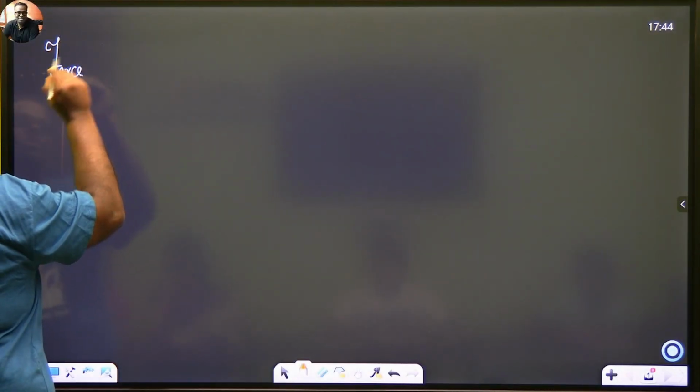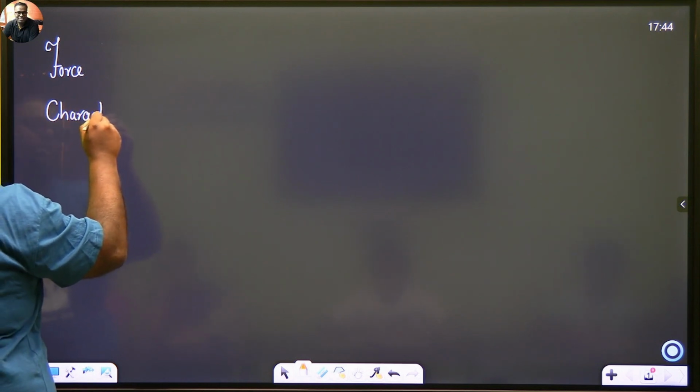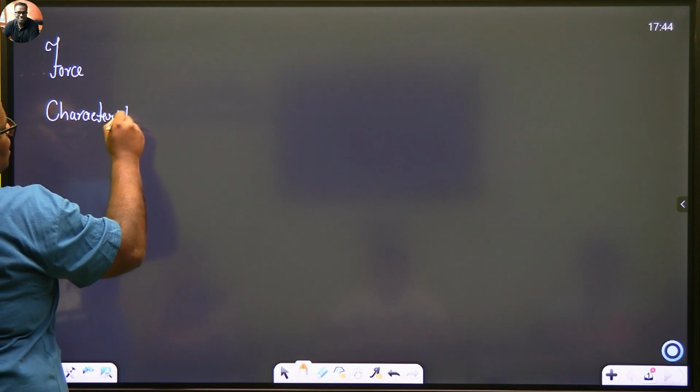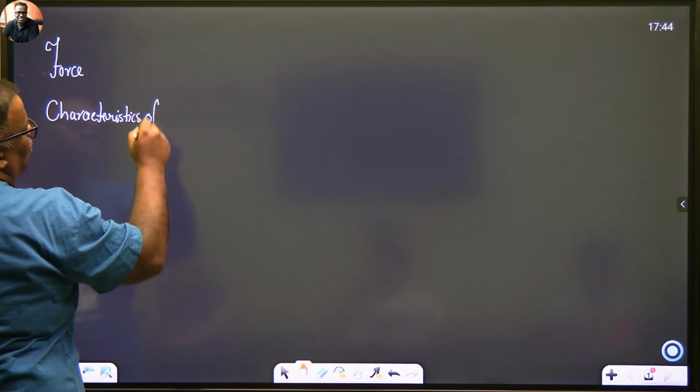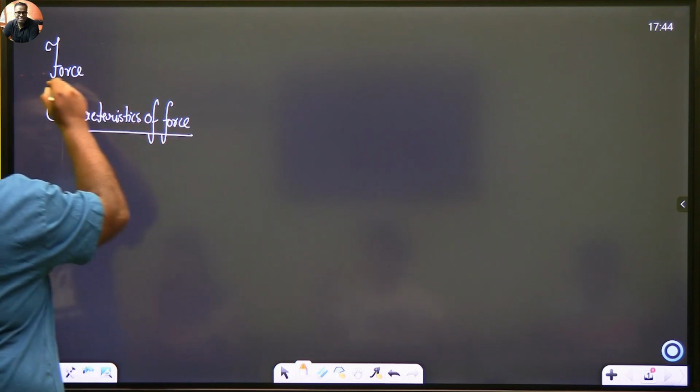Okay. So in the last class, we spoke about force. We also spoke about characteristics of force, right? In which we had a lot of discussion about the characteristics of force. And I wanted to keep it simple just for a discussion.